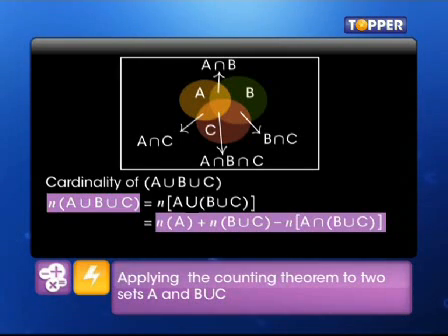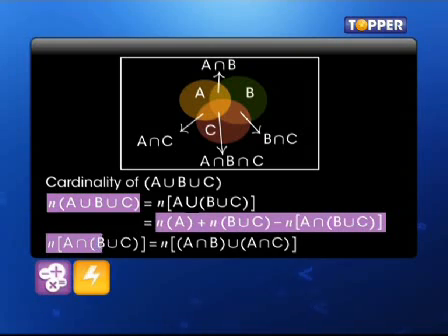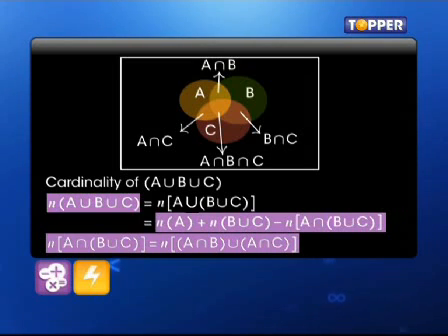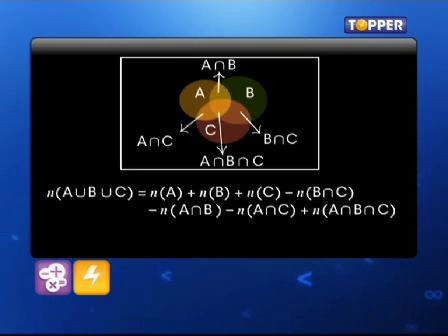Now intersection is distributive. We have n of A intersection B union C is equal to n of A intersection B union A intersection C. We can apply the counting theorem for the two sets B and C, and A intersection B union A intersection C. We then arrive at the final result: n of A union B union C is equal to n of A plus n of B plus n of C minus n of B intersection C minus n of A intersection B minus n of A intersection C plus n of A intersection B intersection C.